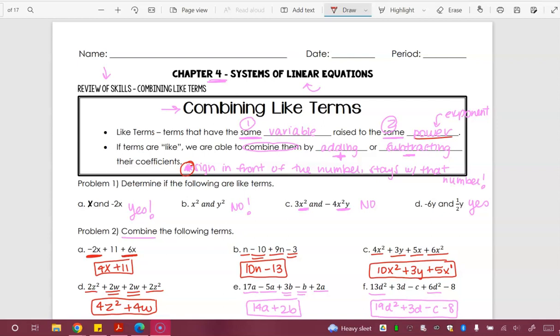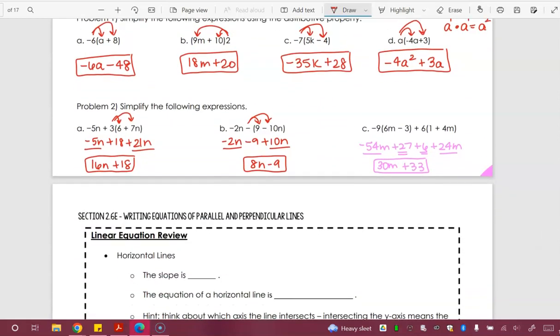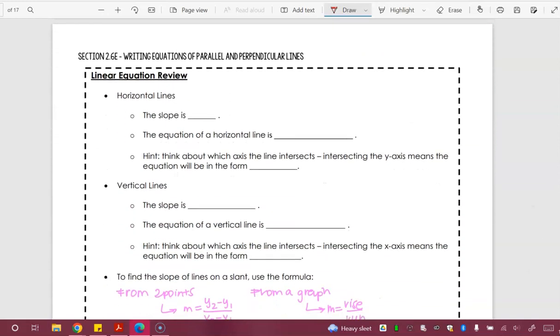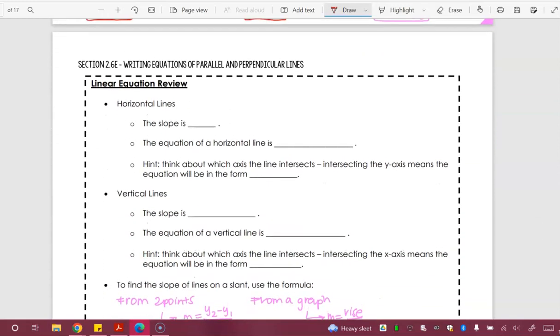Okay, guys, so again, we're still starting chapter 4. Before we start chapter 4, we are going to hit some review skills. The next review skill we are going to talk about is actually from chapter 2. So we're going back to look at section 2.66, the extension.